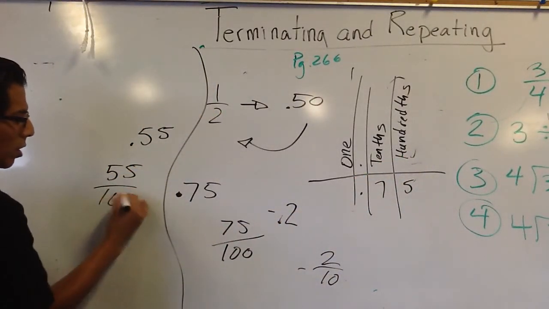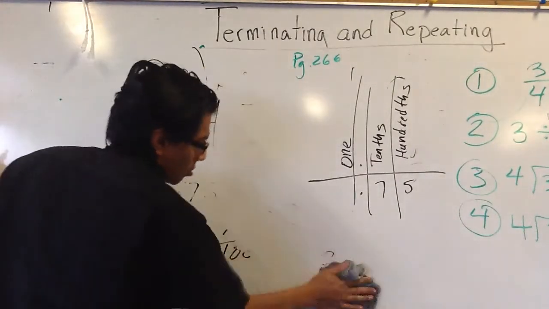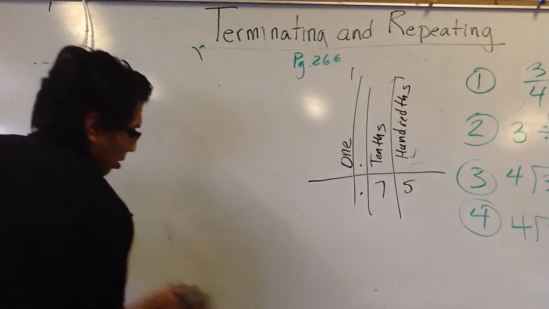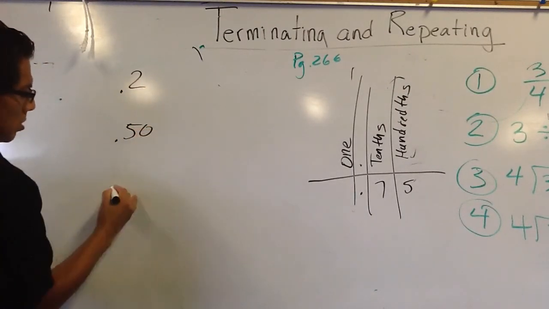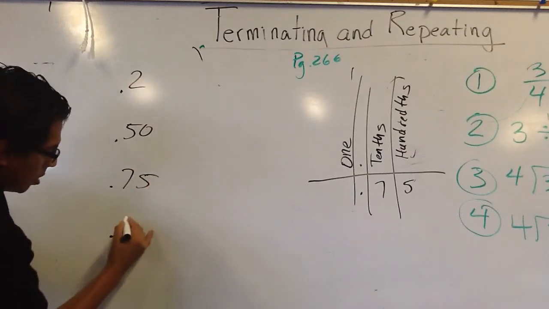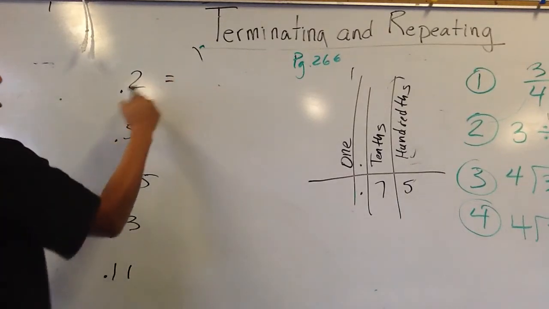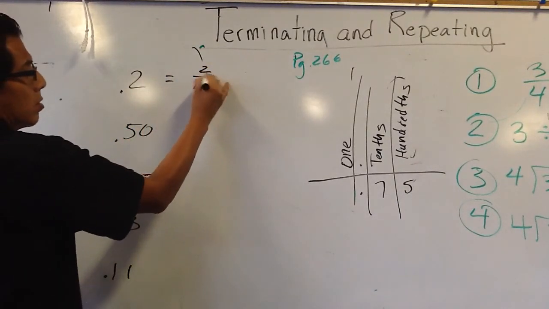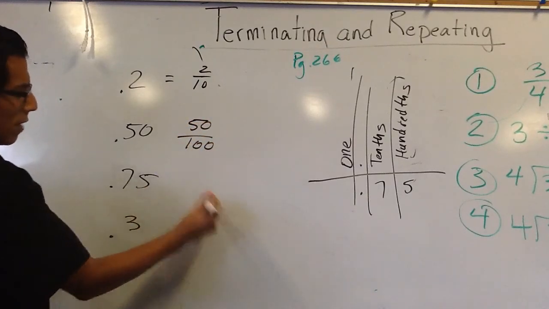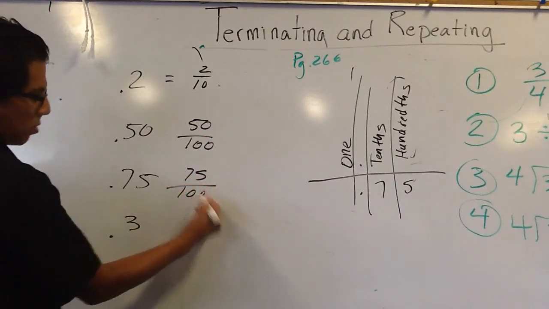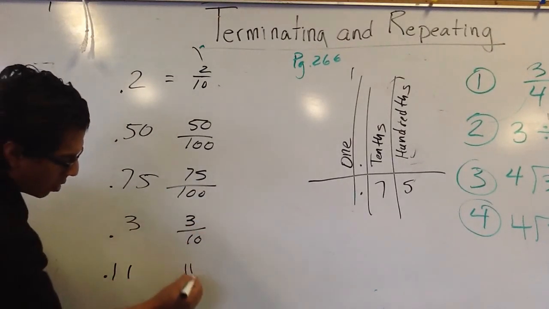And so in closing, convert these into fractions. Ready? Convert those into fractions. All right, we'll say it. 2 tenths. 50 hundredths. 75 hundredths. 3 tenths. 11 hundredths.